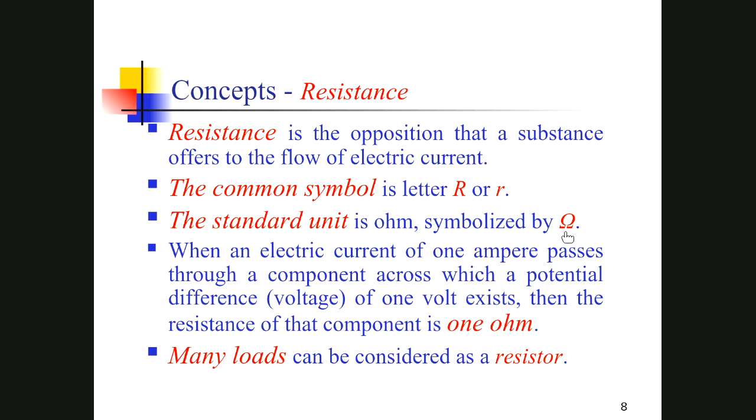Now, the problem is how to define ohms. Simply speaking, for a given substance, if you apply 1 volt across this substance and you get 1 ampere going through it, then we say this substance has 1 ohm of resistance. Very simple.